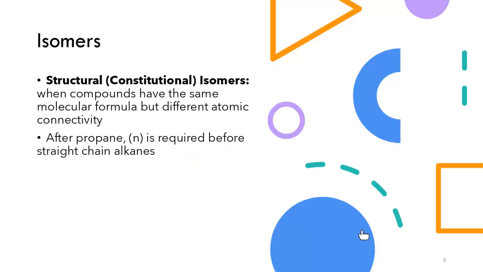Okay. So as you see, now we get into isomers. So we have structural or constitutional isomers, which are when compounds have the same molecular formula but different atomic connectivity. So as I said, after propane, N is required before straight chain alkanes, just so you can differentiate between the isomers.